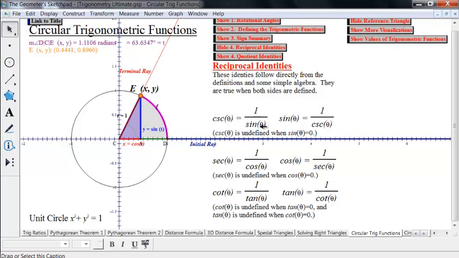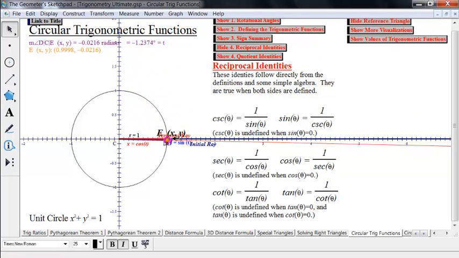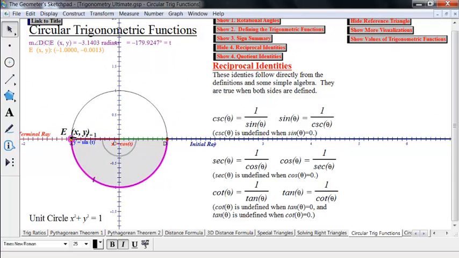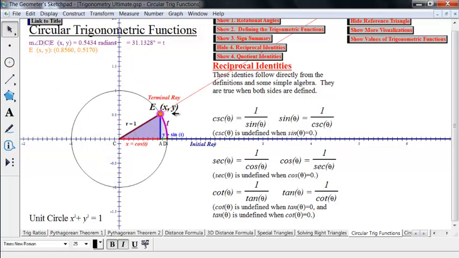When is sine going to be 0? Sine is y. So when y is 0, so when it's pointing along the x-axis, either straight to the right, like 0 radians or 2 pi radians, or straight to the left, like pi radians or negative pi radians. When cosecant is undefined, then this expression on the left is undefined, and sine is actually defined. It's 0. Cosecant of theta never is 0, because think about it a minute.